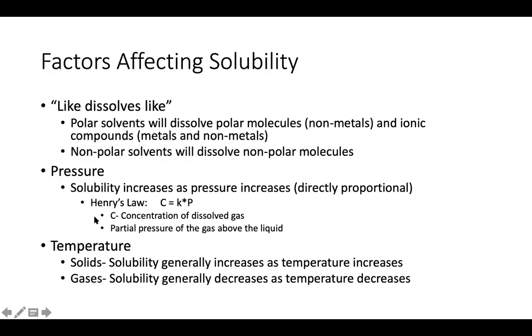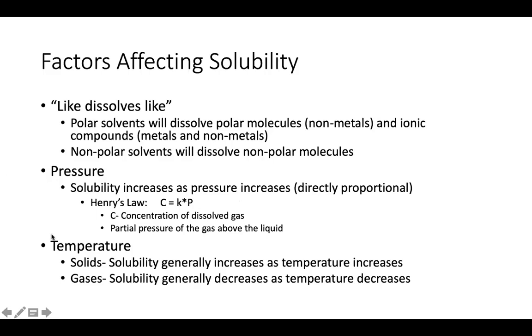So maybe the can's sitting on your counter and the pressure in your kitchen might be 1 atmosphere, but the partial pressure of CO2 gas in your kitchen would probably be much smaller than 1 atmosphere. It might be, let's just call it 0.001 atmospheres. Okay, so just remember that it's the partial pressure of the gas that's dissolved, if that makes sense to people.